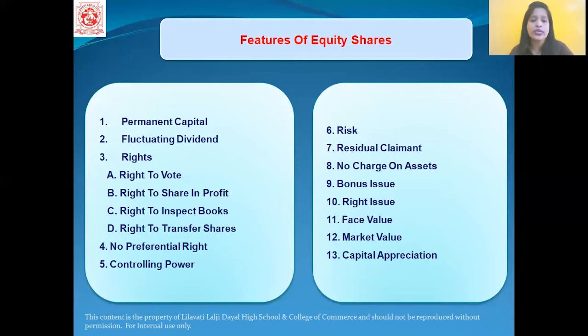Let's have a quick recap on the points. First one, permanent capital. Then we have fluctuating dividend, rights, no preferential right, controlling power, risk, residual claimant, no charge on asset, bonus issue, right issue, face value, market value, and last one is capital appreciation.